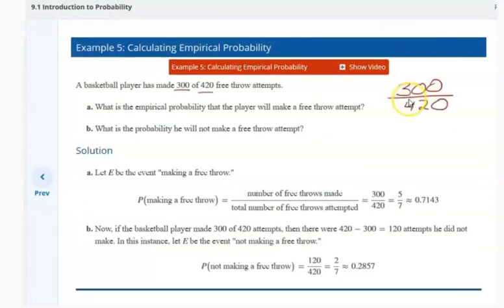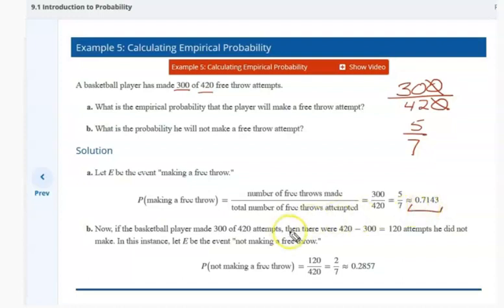Example 5. Here we have a basketball player throwing free throws, and the sample space would be 420, and the number that was made, what we're looking for, was 300. And you could do some simplification. This ends up being 5 out of 7, which I believe is a pretty good ratio, and it would be this percent.